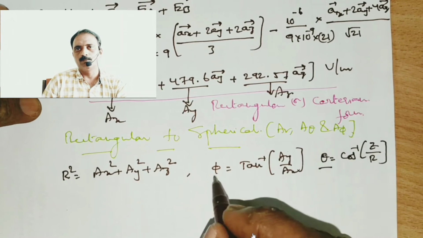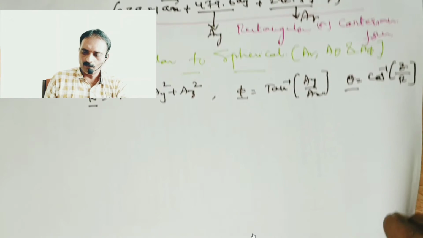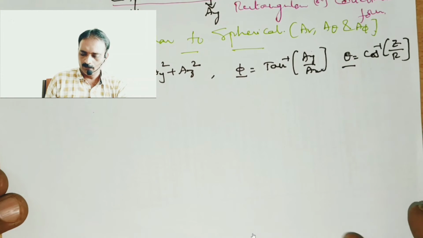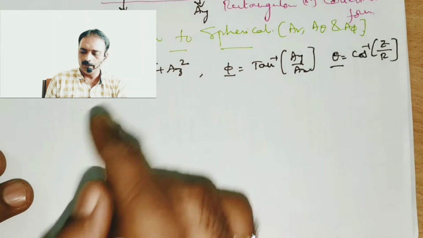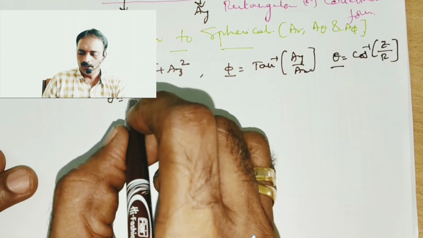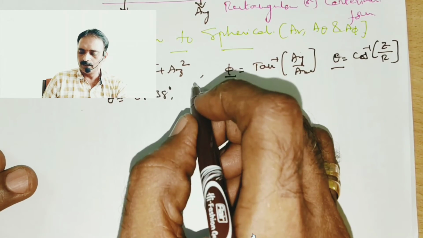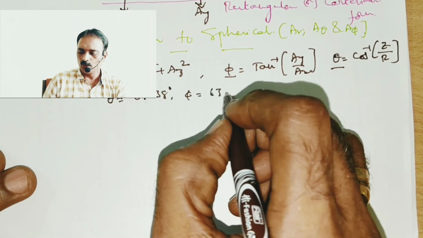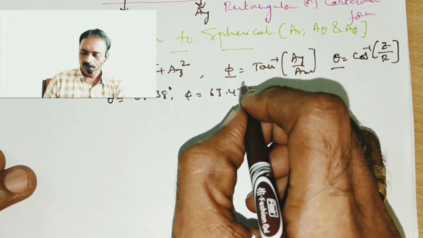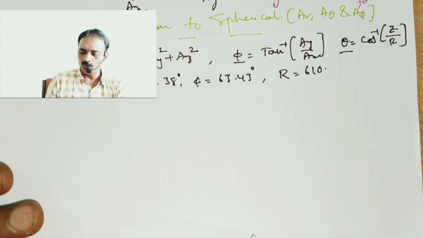Okay. So once we know these three values, r, theta and phi, now we have to form the transformation matrix from Cartesian to spherical coordinate system. So let me write down the transformation matrix here. First of all, the values we are going to get as theta is equal to 61.38 and phi is equal to 63.43 degrees and the radial distance r is equal to 610 units. Now let us go for the transformation matrix from Cartesian to spherical form.